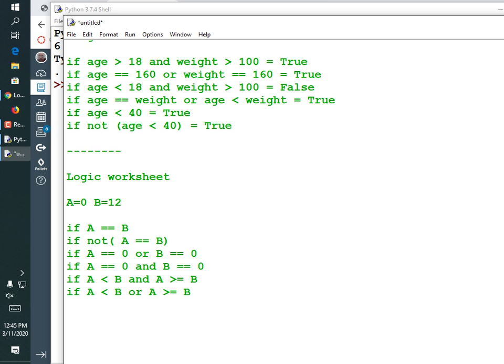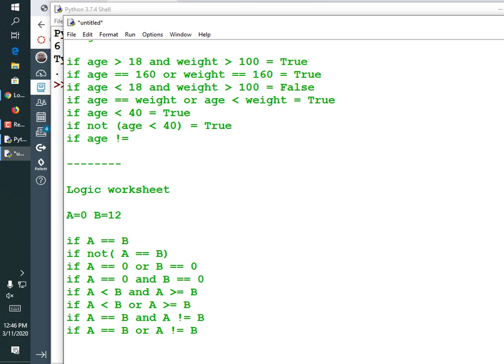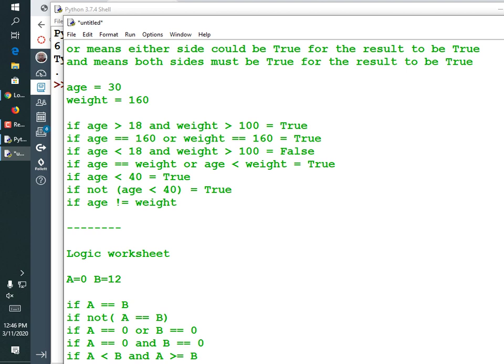If A is equal to B and A is not equal to B, if A is equal to B or A not equal to B. Oh, and I'm sorry. Not equal is fair, right? It just means the opposite of equal. I didn't demonstrate that up here, but if age not equal weight, well, age is 30, weight is 160. So it's true that they're not equal. So that's definitely a true.